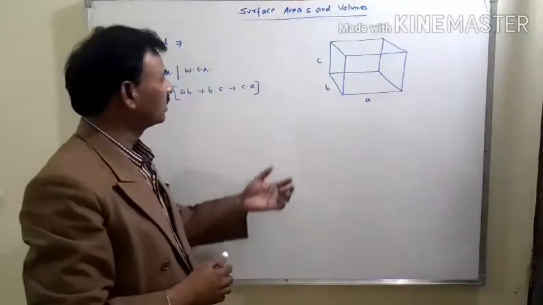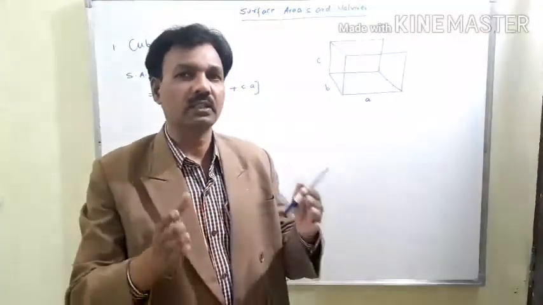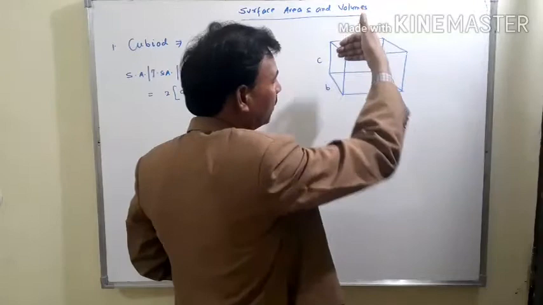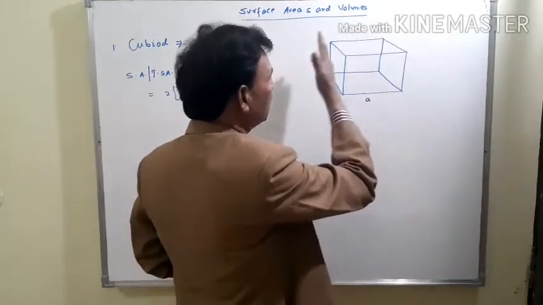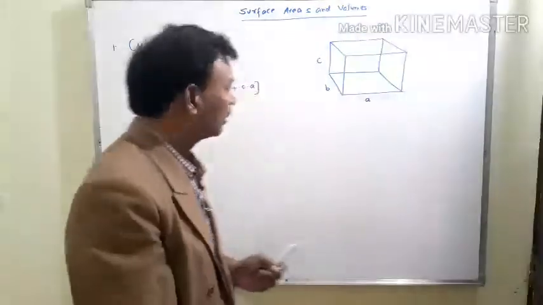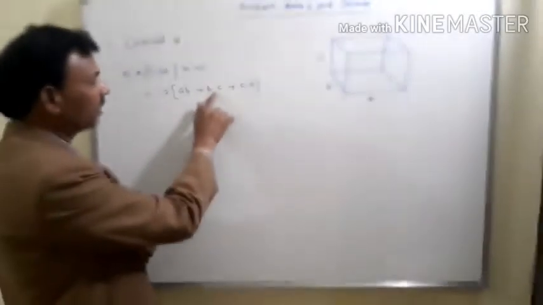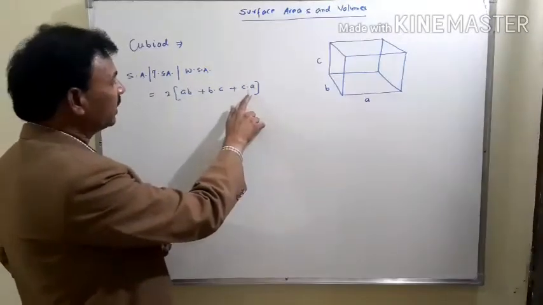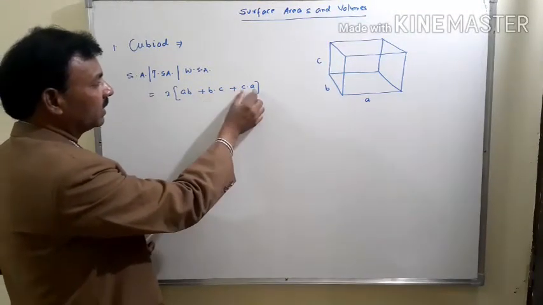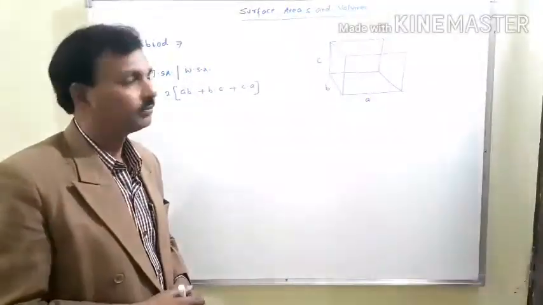As you have seen here, there are 6 faces, but 2 faces are the same measurement. That means this side and back side will be the same measurement. This side and this side face will be the same measurement. Top and bottom faces will be the same measurement. So here find the area of one face and multiply by 2. That means this is the area of 2 faces, this is the area of 2 faces, this is the area of 2 faces. So this will be the surface area of all 6 faces.